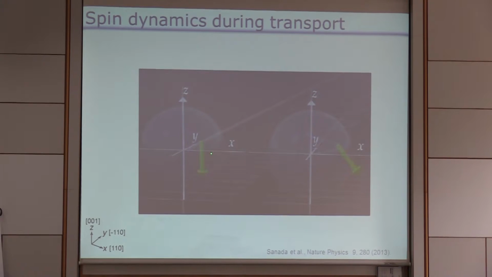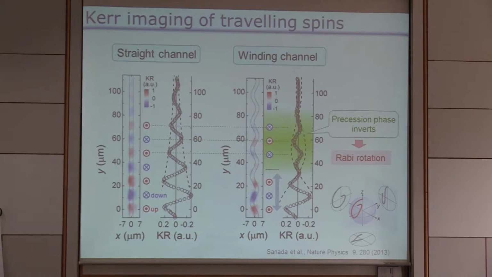Again, here is in phase. But when this spin comes to the x direction, they invert. So up, down, down, up, up, down. And when they come to this direction, they recover again: down, down, up, up, like this. So now we can understand why the precession phase inverts in this region.